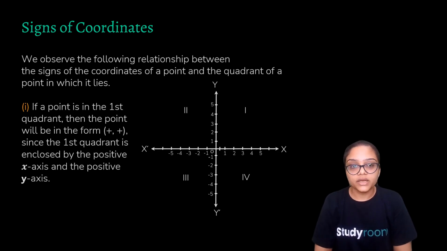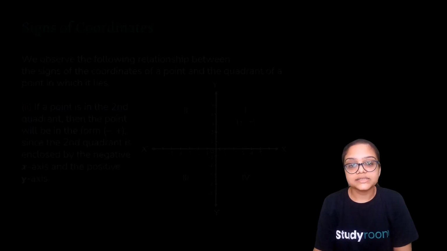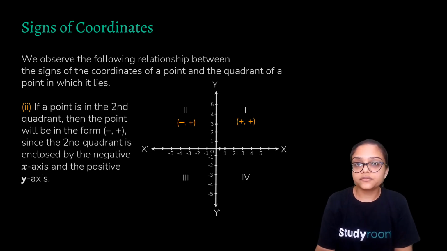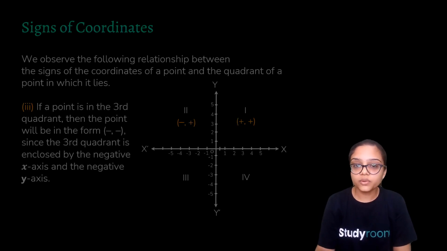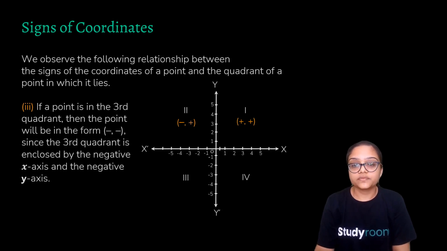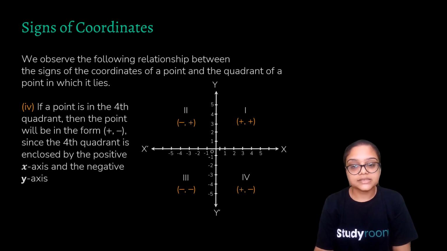We observe the following relation between the signs of coordinates of a point and the quadrant in which it lies. If the point is in the first quadrant, it would be plus plus. I have already told you this point. The first quadrant denotes positive x-axis and positive y-axis, so it would be plus and plus. The second quadrant denotes negative x-axis and positive y-axis, so it will be negative positive. The third quadrant denotes both negative, so it will be negative negative. And the fourth quadrant denotes the y-axis to be negative and the x-axis to be positive, so it will be positive negative.